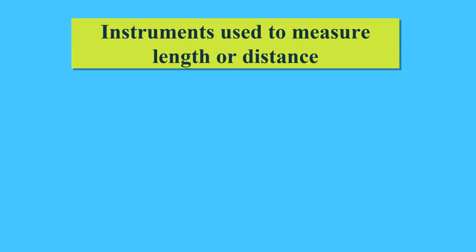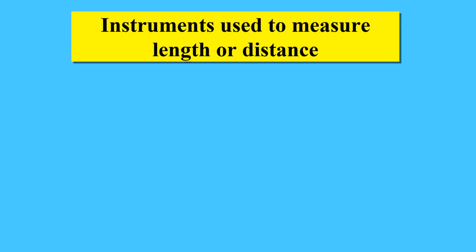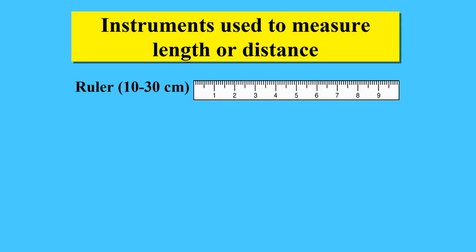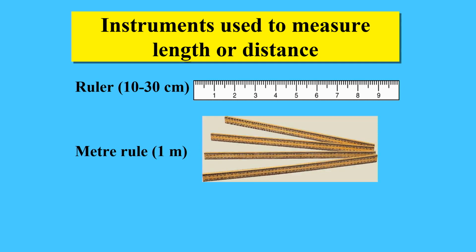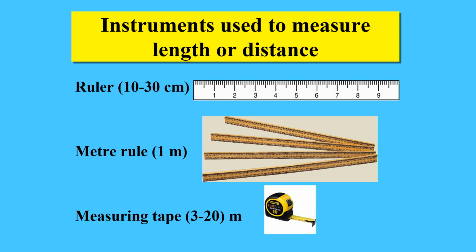In this slide, we will have a look at the different instruments used to measure length. The first one is the ruler. Then we have the meter rule. And finally, we have the measuring tape.